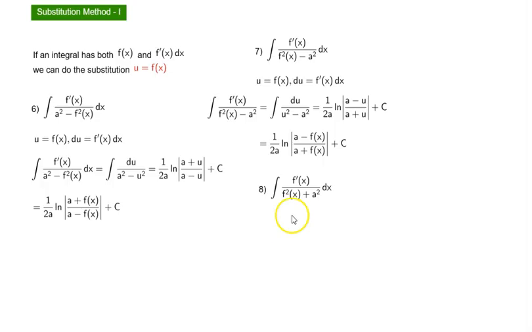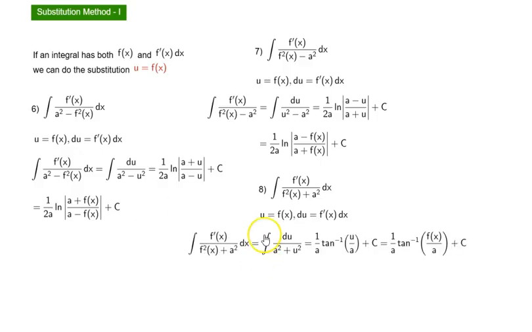Eighth one, integral of f prime of x dx by f square of x plus a square. So u is equal to f of x, du is equal to f prime of x dx. After substitution, we get integral of du by a square plus u square, which is equal to 1 by a tan inverse of u by a plus c, which is equal to 1 by a tan inverse of f of x by a plus c. Of course, without doing the actual substitution, if you can visualize the pattern, then you can directly arrive at the result.